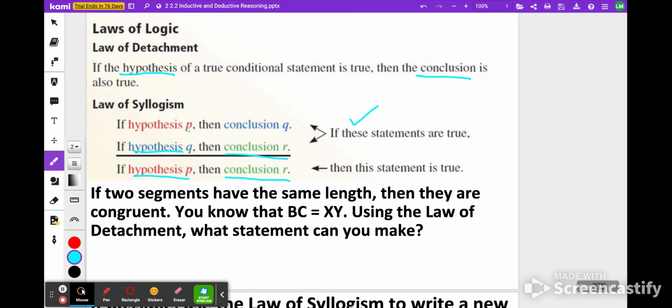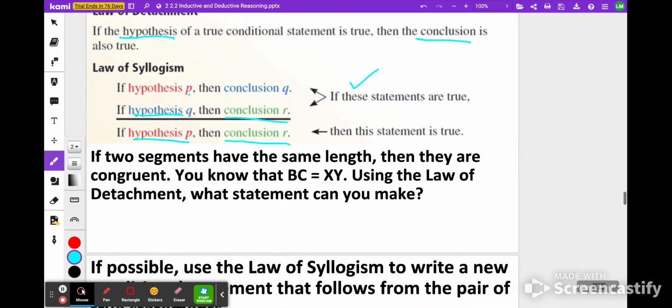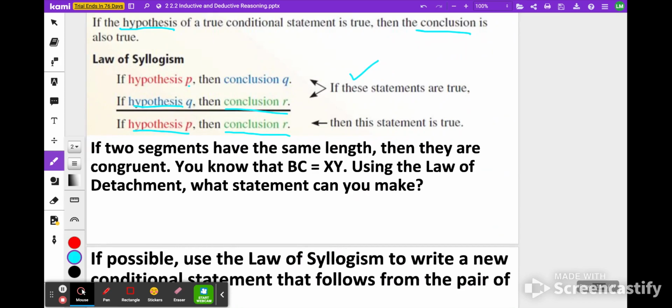Okay, so detachment is true no matter what. You don't have to prove it with a middle conclusion. Syllogism is proving it with a middle conclusion, or trying to bridge the gap between hypothesis P and conclusion R. Okay, so let's talk about what we can do here.